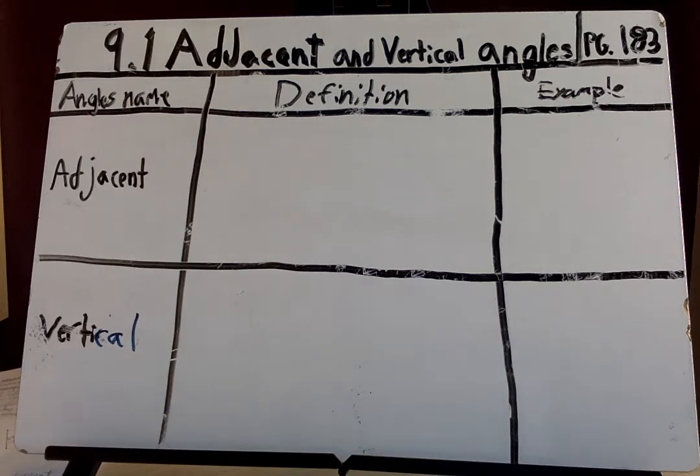Hello students, today we will be going over 9.1, adjacent and vertical angles. Our objective: I can identify adjacent and vertical angles.